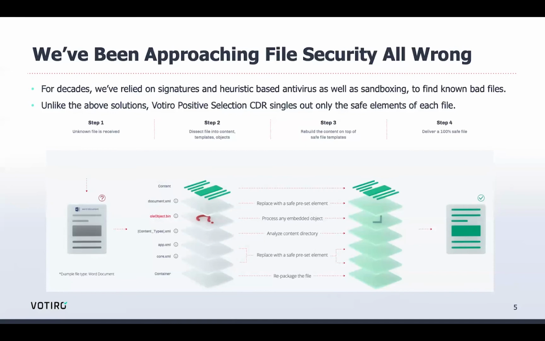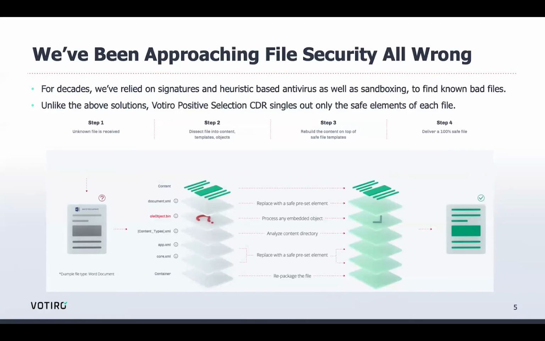So if it is a Word document like the Word file that we just did in our demo, we have a clean template for a Word file. We only move over elements that we know are good. So we take every file, no matter what the file is, and we go through the same process. We create a new template for that file, and we only move over the objects and portions of that file that we know are good. So at the end, we end up with a clean file.